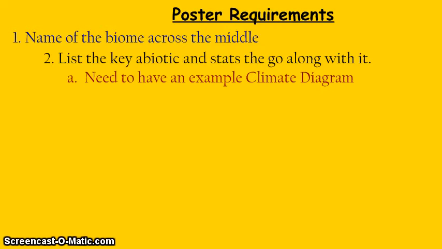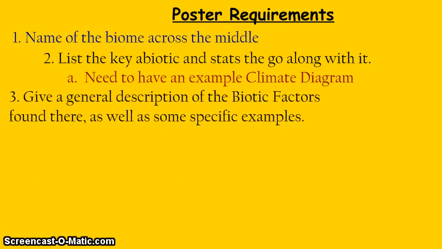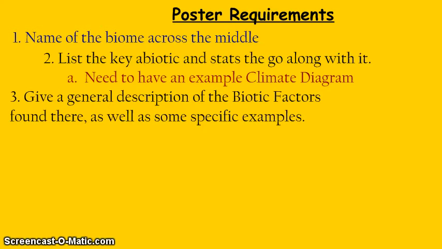You need to have an example climate diagram, and you'll see those in the book as well, labeled as climate diagram, and a description of how to read those. You need to give a general description of the biotic factors found there. The book does a beautiful job of doing that. You're going to give a brief, generalized description. Maybe you'll use bullet points or maybe numbers for this one. And then you will need to give some specific examples.